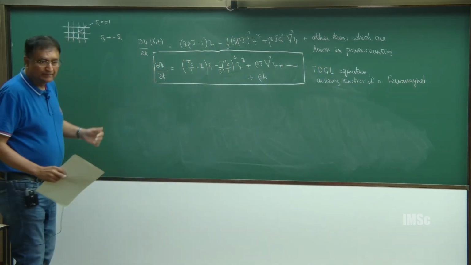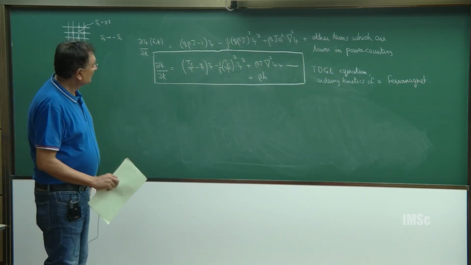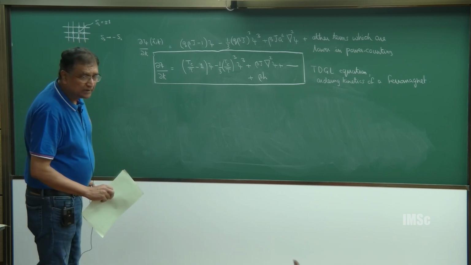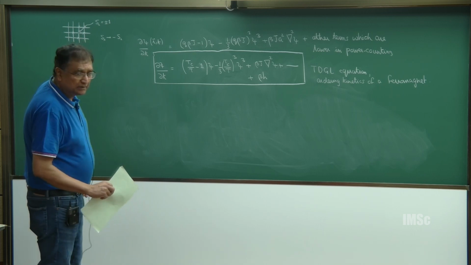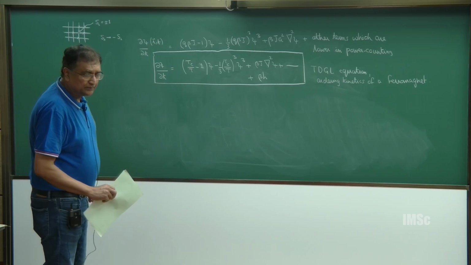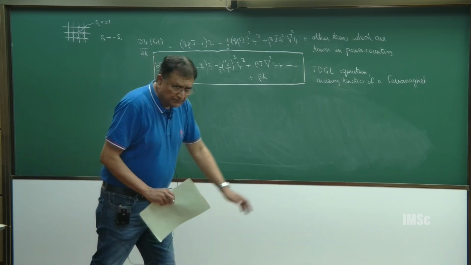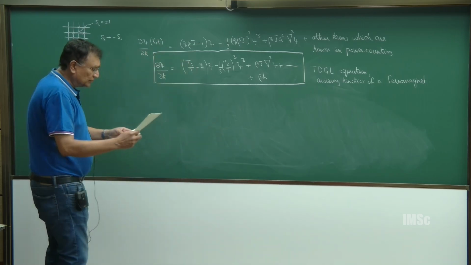The right hand side is the dx by d side. Take down the GL free energy. Yeah, that's exactly the interpretation I was going to give you next.